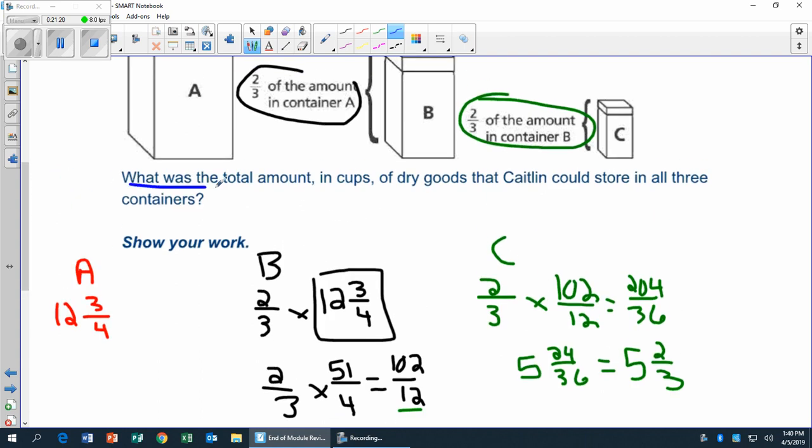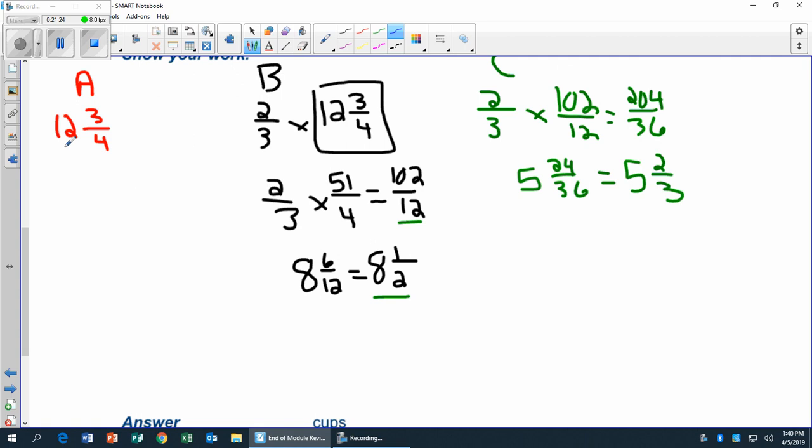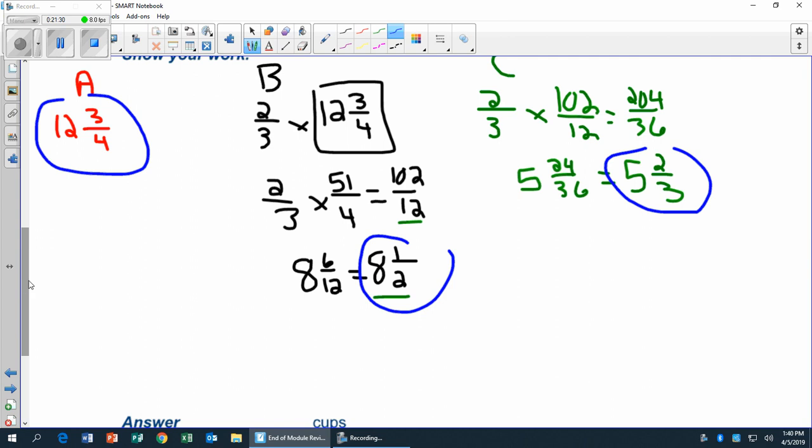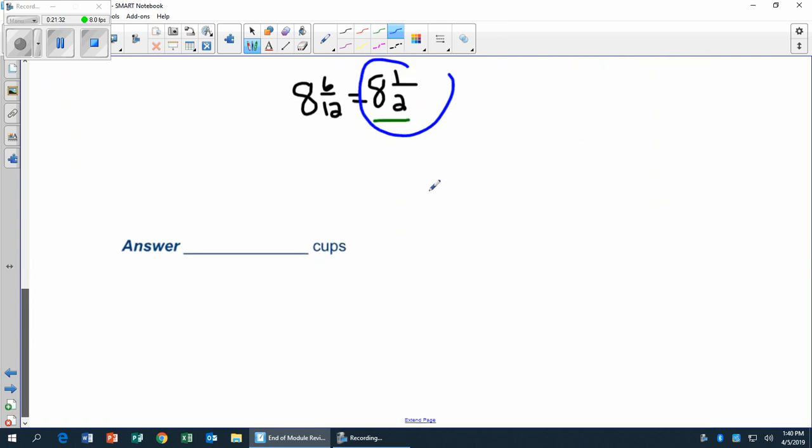The question says, what's the total amount? So what we need to do is add A and B and C together. So we're going to do that over here on the side. So I'm going to take 12 and 3/4, and I'm going to add 8 1/2, and I'm going to add 5 and 2/3.